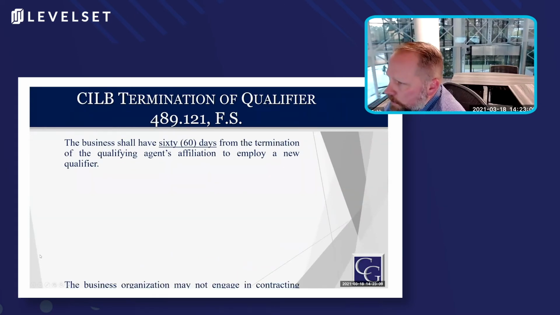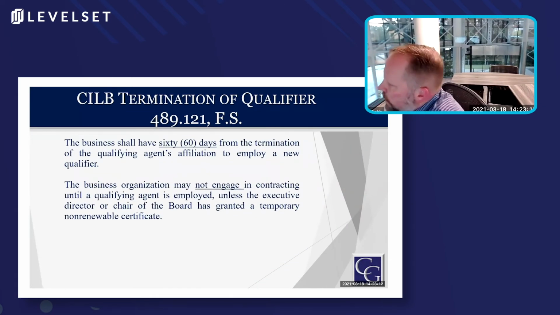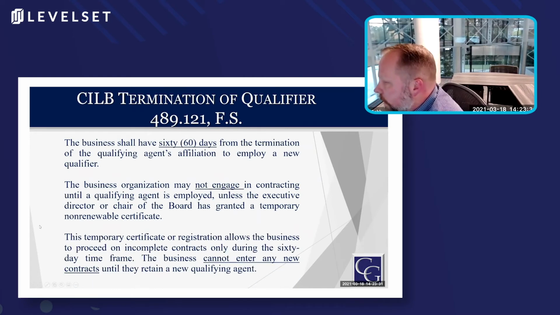And also, finally, on qualifying an entity, sometimes the qualifier may decide that he or she no longer wants to qualify an entity, and they pull their license or change the status. That organization may not engage in any contracting activities. They may obtain a certificate to continue work that was already in place, and they have 60 days to find a new qualifier. No new contracts until that qualifier is in place. So they have a short window of time to continue work to try to find a qualifier and to finish projects that are already going on.